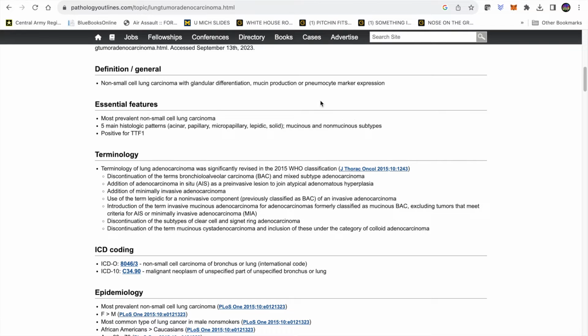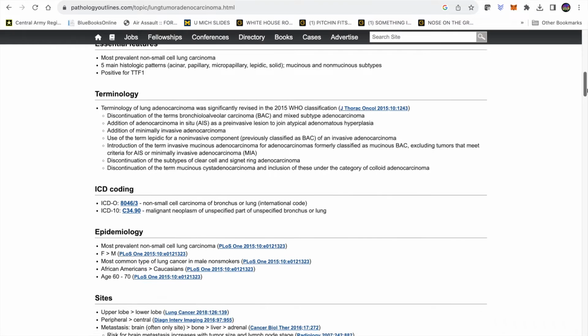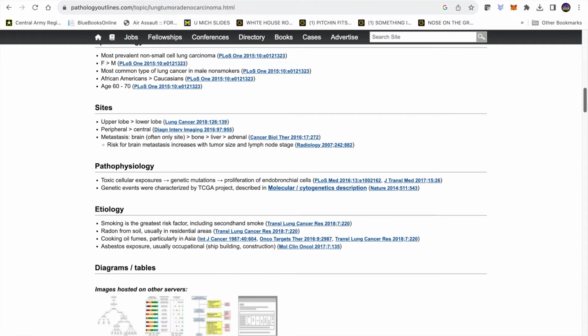So adenocarcinoma, or non-small cell lung carcinoma with glandular differentiation, often has mucin production or pneumocyte marker expression. And adeno is the most prevalent non-small cell lung carcinoma with those 5 main histologic patterns. So acinar, papillary, micropapillary, lipidic, and solid. And you can also have mucinous and non-mucinous subtypes. Adenocarcinoma is positive for TTF1, which is going to be an important IHC to differentiate. And then sites, just to point out, more commonly located peripherally rather than centrally.